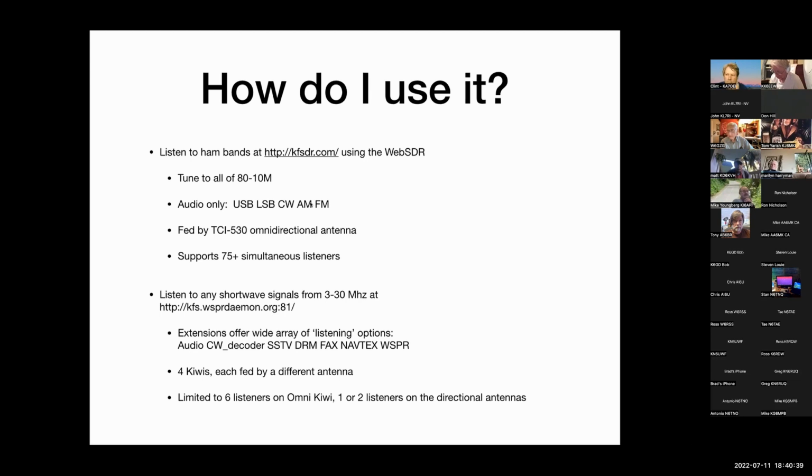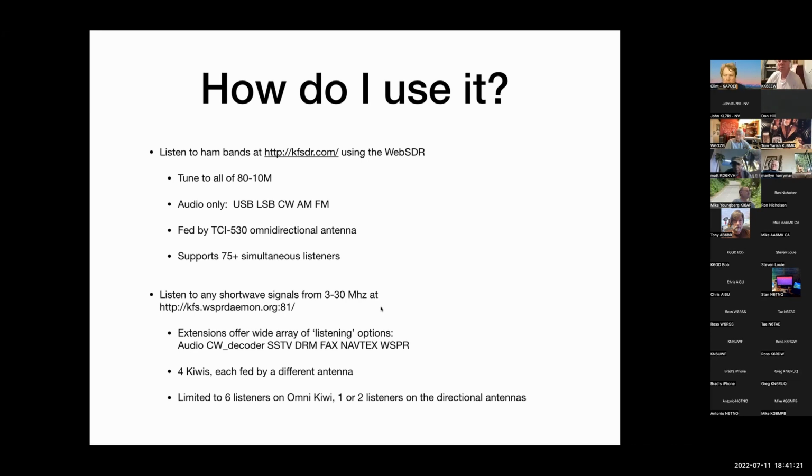This system is focused on ham users, so it does sideband, CW, AM, and FM listening modes. It comes from a TCI 530, a big omnidirectional antenna, and we can support many users. There are typically 50 or more users on the system at the same time, each of whom can tune as if they own the whole thing. Their interaction with the system does not affect other users. So that's for listening to ham bands.